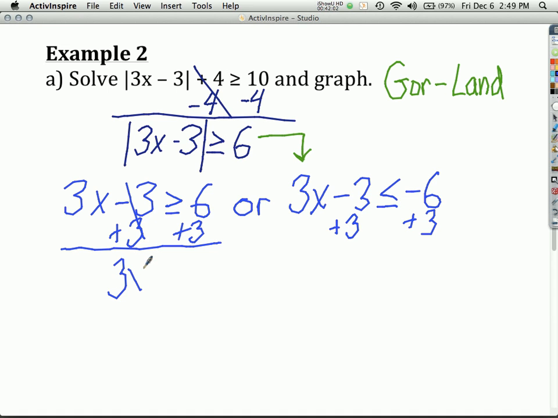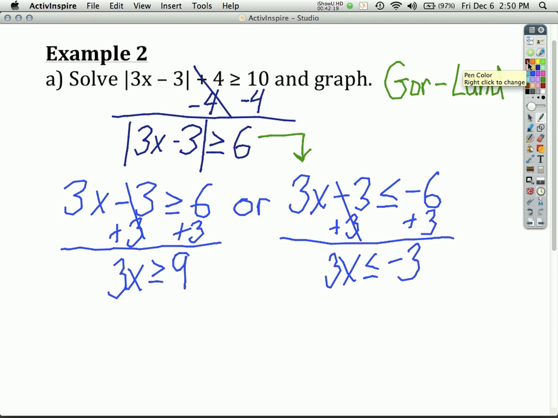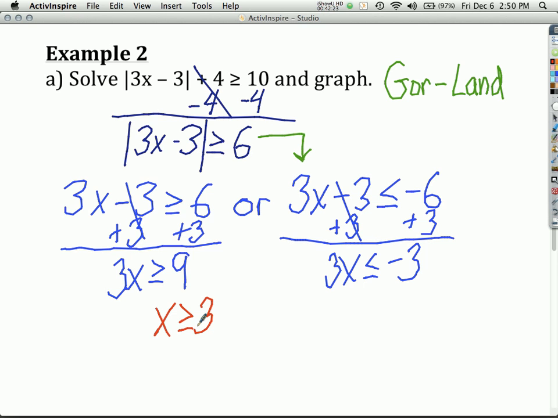So we get 3x is greater than or equal to 9, and we did not multiply or divide by a negative number. And here we get 3x is less than or equal to negative 3. And we're not going to multiply or divide by a negative number, but we can do mental math. We got x is greater than or equal to 3, or x is less than or equal to negative 1.